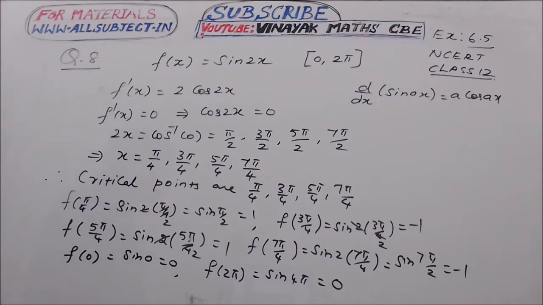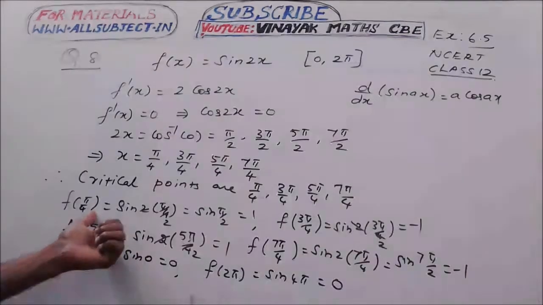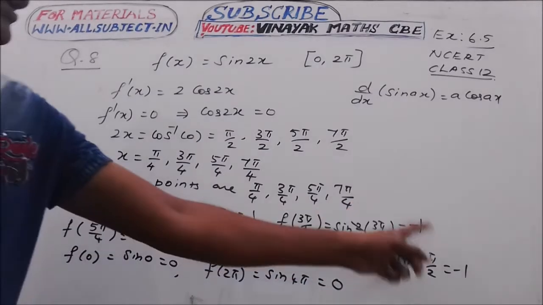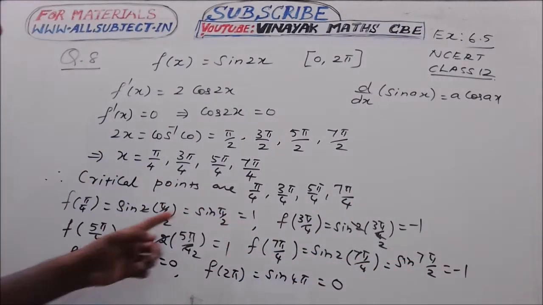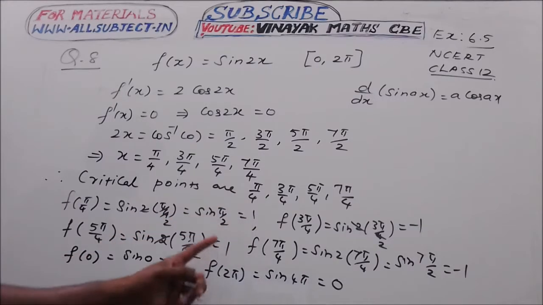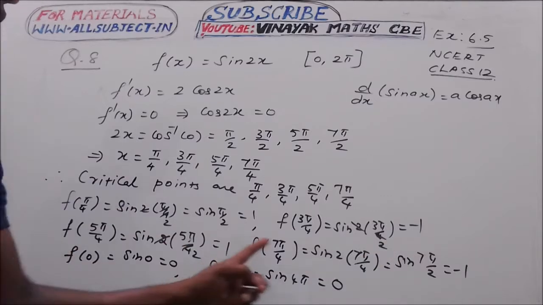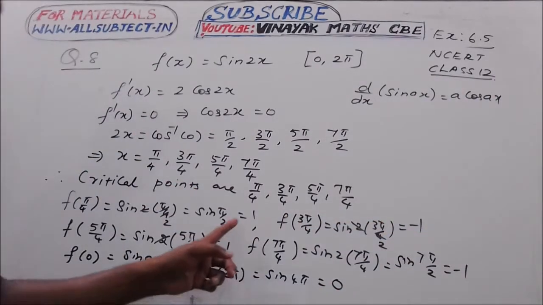Comparing these values, we can conclude that the absolute maximum value of f on 0 to 2 pi is occurring at x equal to pi by 4 and 5 pi by 4, because these are the values of plus 1, and those are the values of minus 1. Comparing these results, 1 is greater than minus 1. So these are the minimum values, these are the maximum values.